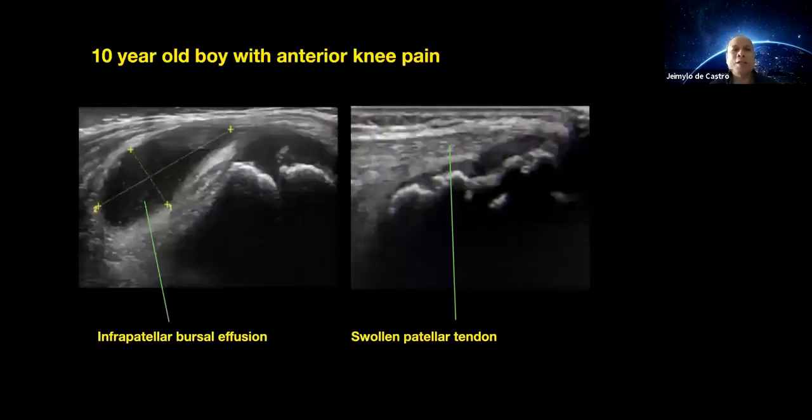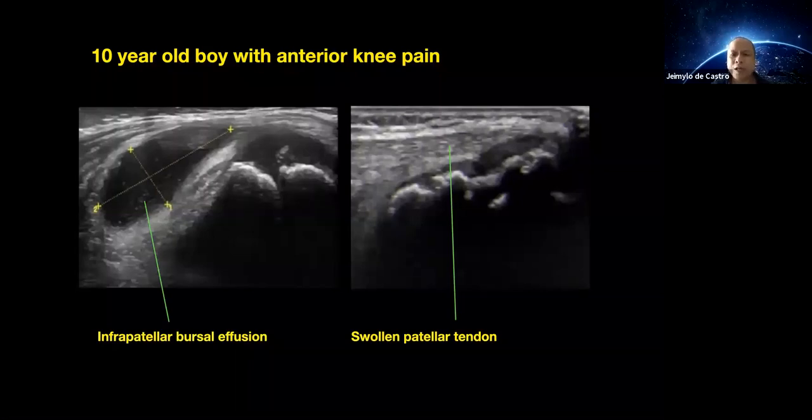So this is another example of a patient with anterior knee pain, a 10-year-old boy complaining of pain there, and the ultrasound shows an infrapatellar bursal effusion. Okay, this is a deep infrapatellar bursa because you can see the patellar tendon right above it. And then there's a swollen patellar tendon as well. And you can see the attachment.